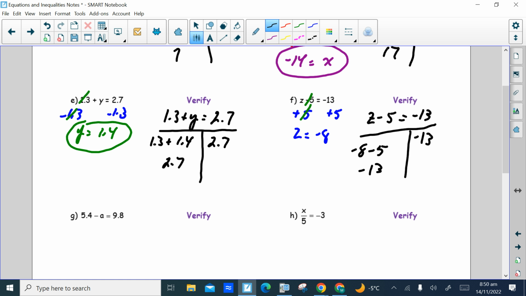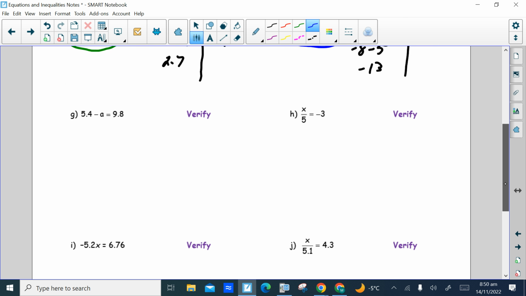So we've just shown that our answer is correct. It checks. It is the value of Z that makes the equation true.